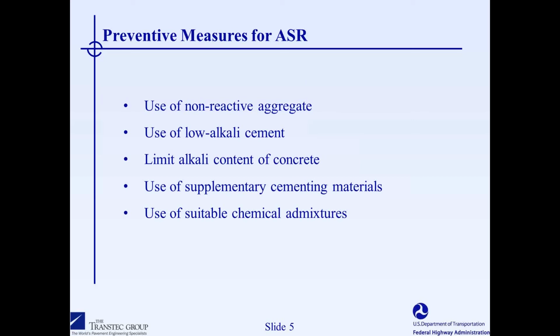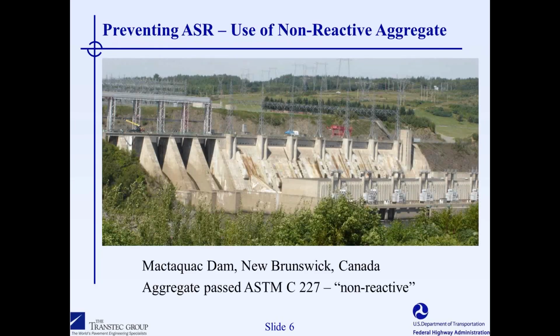Finally, the last bullet on there doesn't really fit with any of the 3 points in our triangle. This is the use of suitable chemical admixtures, and we're talking specifically about the use of lithium-based admixtures. Lithium doesn't reduce the amount of available alkalis or change the amount of reactive silica, but it changes the nature of the reaction. And we'll discuss that fairly briefly towards the end of this session.